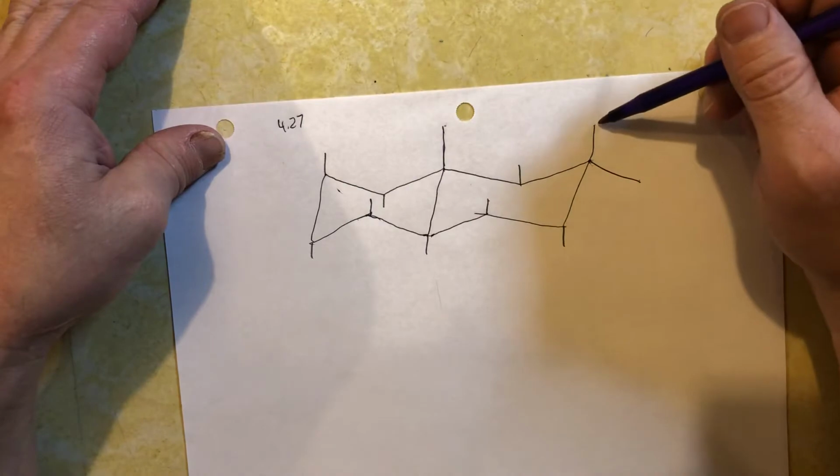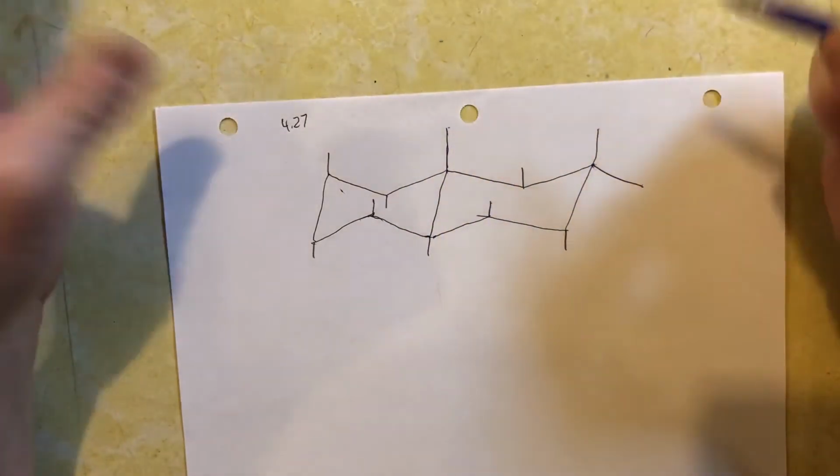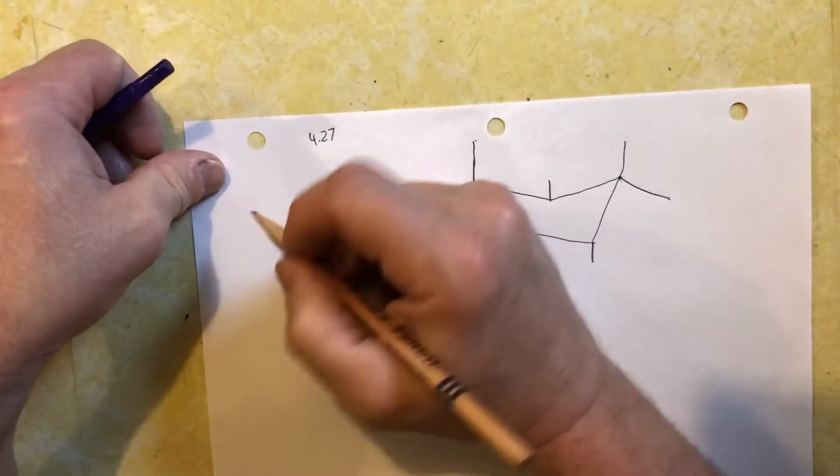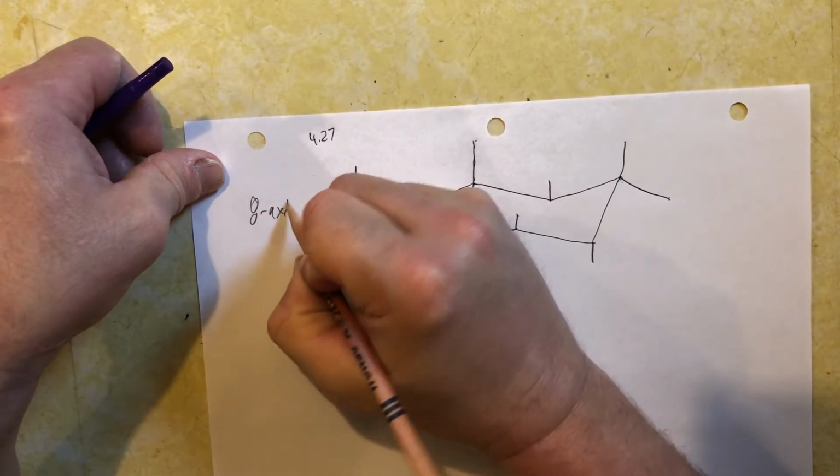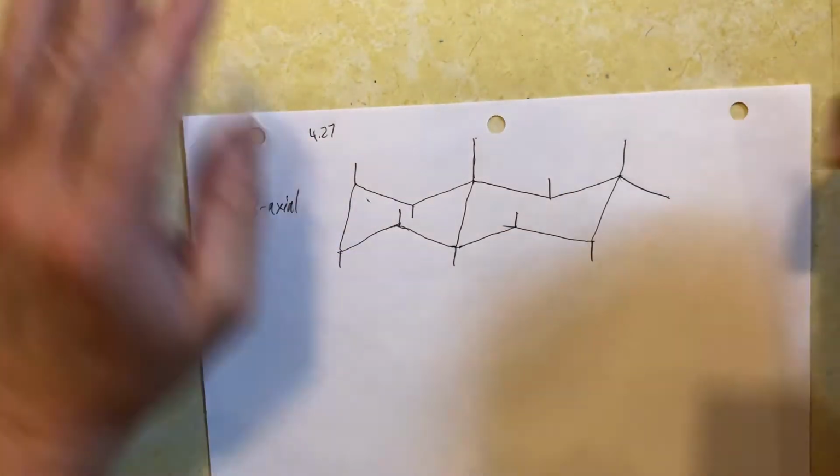So yeah, you don't count any of these. These are CH3s. So I got 8 axial. Unless I'm missing something, let me know in an email and I'll look at it.